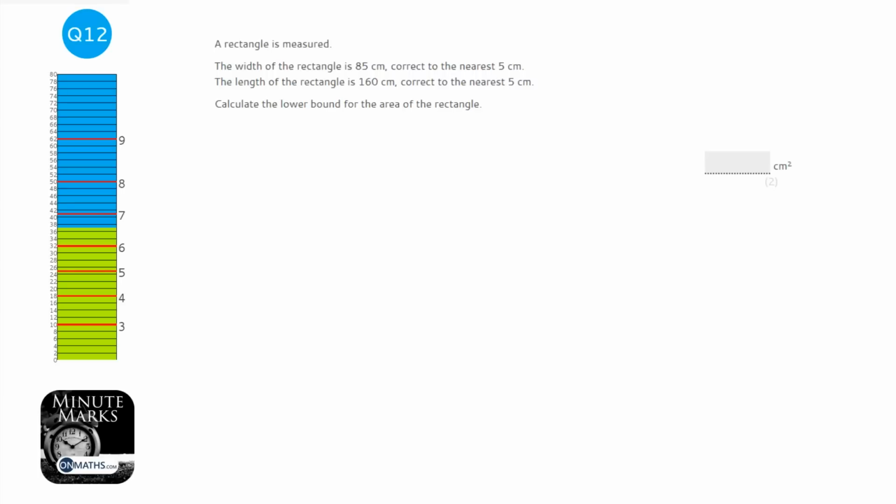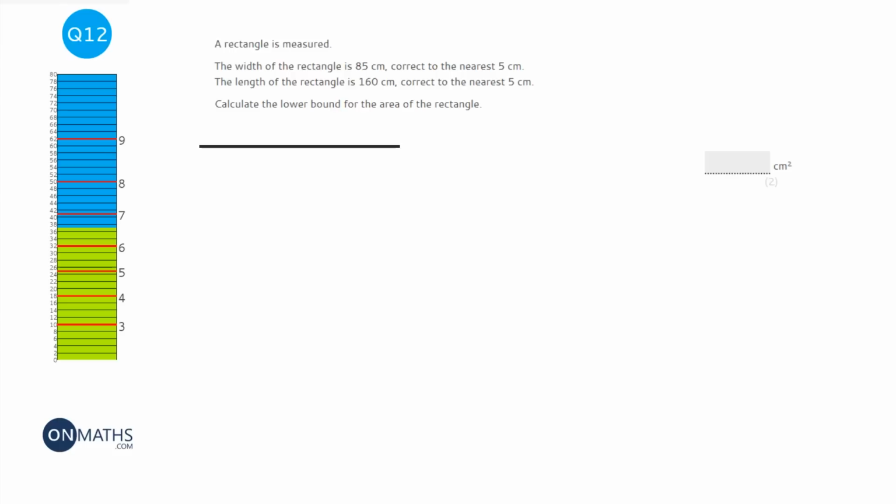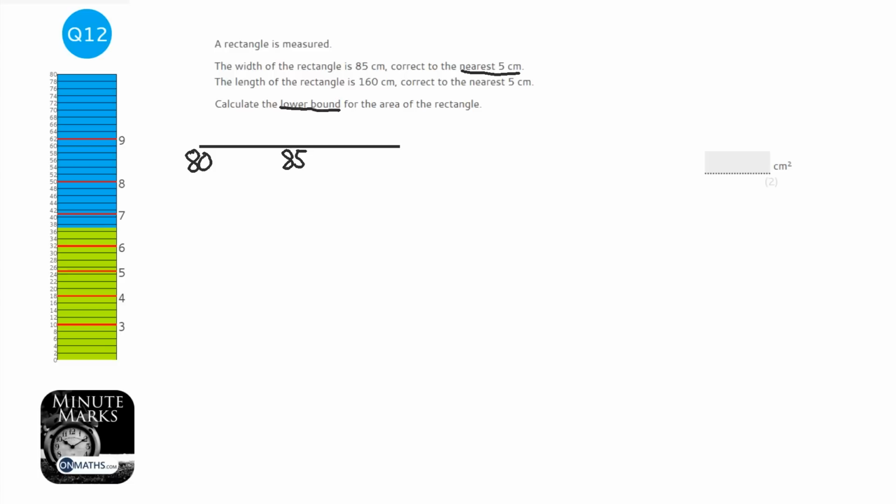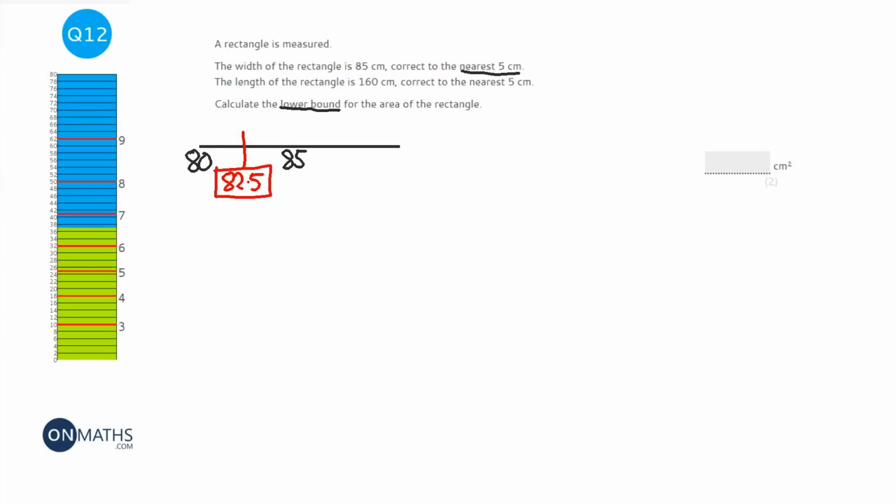Right, when working with bounds, the easiest way of thinking it through is just to do a quick number line, put the number that's been rounded in the middle, and try and figure out what the next one down is. Well, it's 10 nearest 5, so the next one down is going to be 80. Now we could do the next one up, but it's asking for the lower bound, so we're only interested in the lowest possible values. Now, the next thing is to work out what the cutoff point was. Why was it rounded to 85 and not 80? At what point did it need to be higher then? Well, the point at which it needs to be higher is halfway between the two, which is 82.5. So that's our lower bound for the 85.